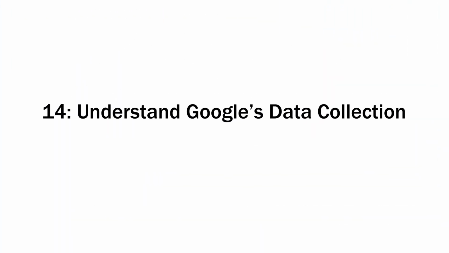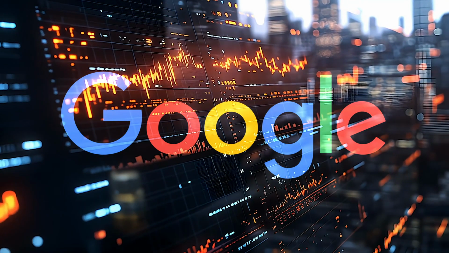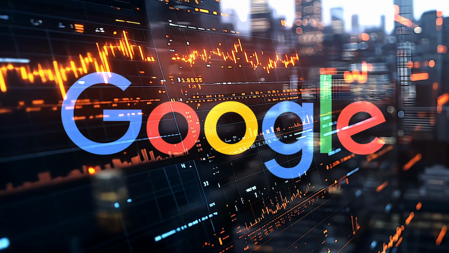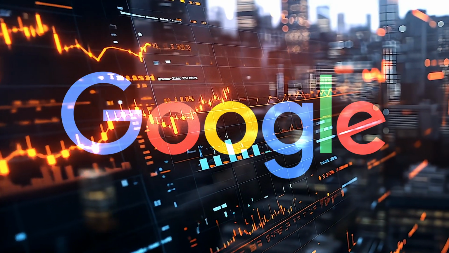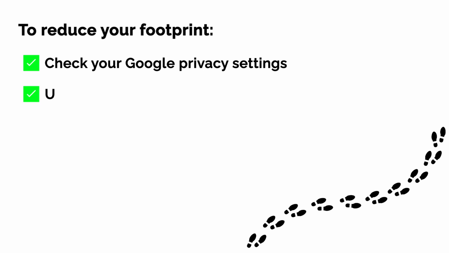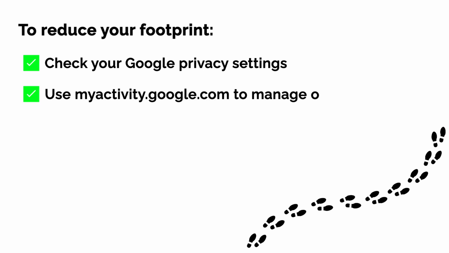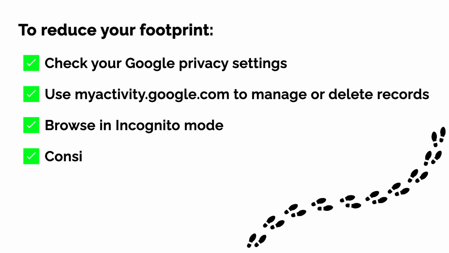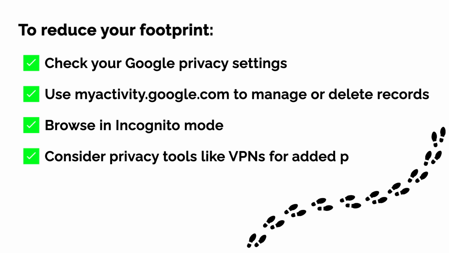Step 14. Understand Google's data collection. Google tracks your activity to personalize your experience, but not all data disappears when you delete history. To reduce your footprint, check your Google privacy settings. Use myactivity.google.com to manage or delete records. Browse in incognito mode. Consider privacy tools like VPNs for added protection.